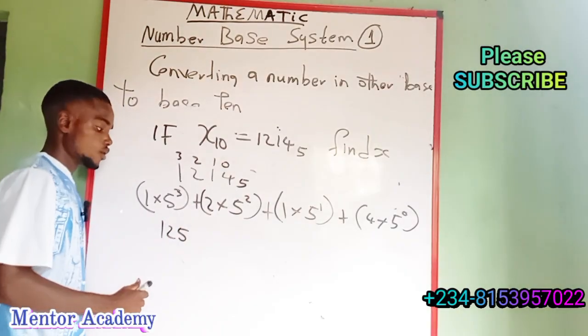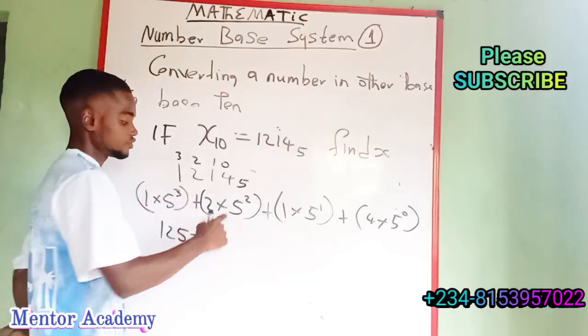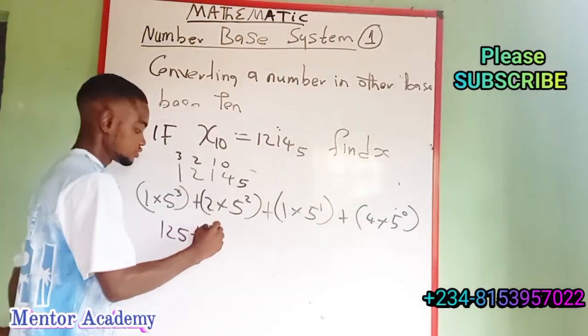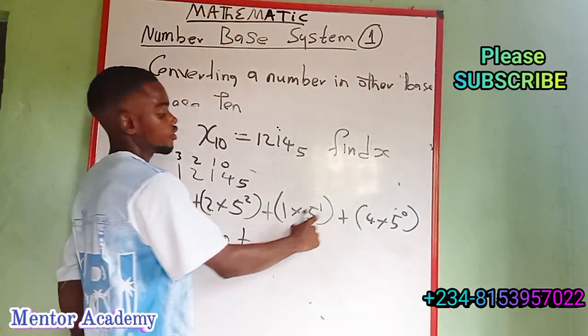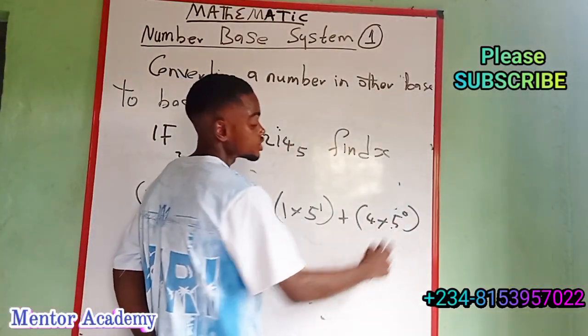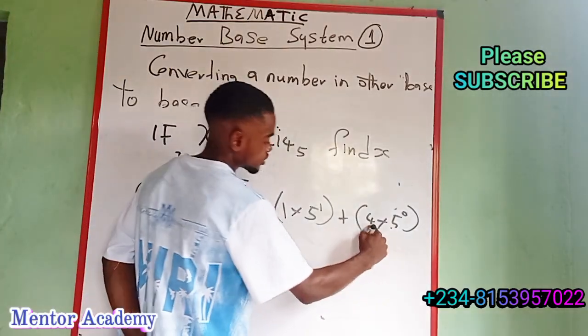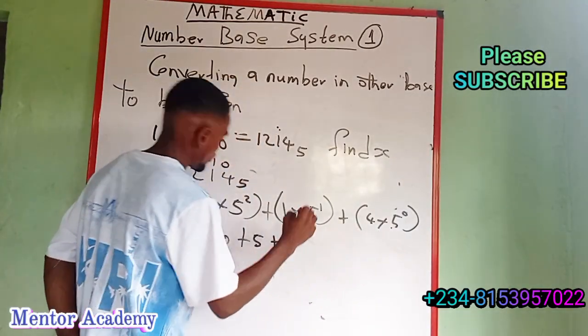125. Alright? Plus 5 raised to the power 2 means 5 times 5 is what? 25. 25 times 2 is what? 50. Plus 5 raised to the power 1 is 5. 5 times 1 is 5, plus 5 raised to the power 0. Any number raised to the power 0 is 1. Now that 1 times 4 is going to give us 4.